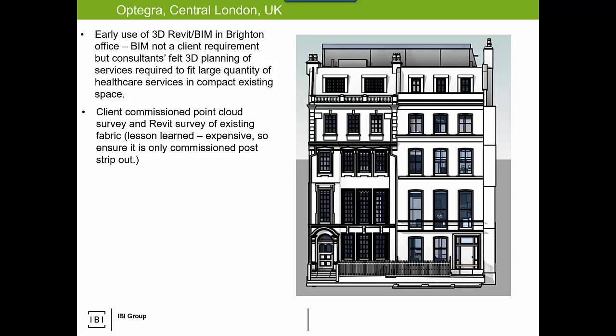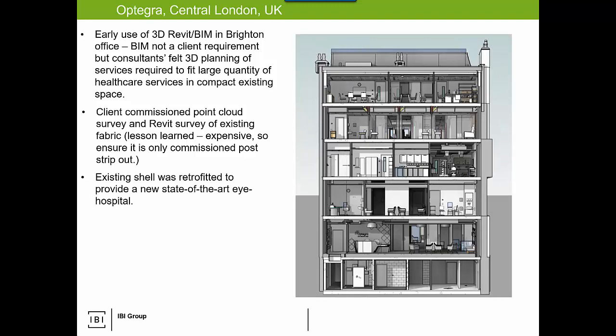So here, the existing conditions were commissioned by the client, and they gave us a clear understanding of the existing fabric. Okay, the existing was retrofitted to include a state-of-the-art eye hospital. So it was an eye clinic. And you can see the compact nature of everything that had to fit into the space.